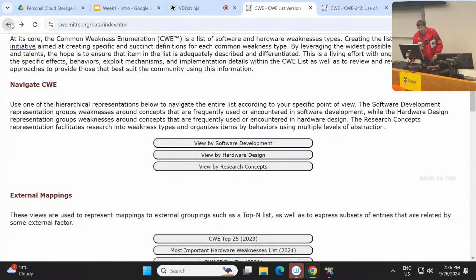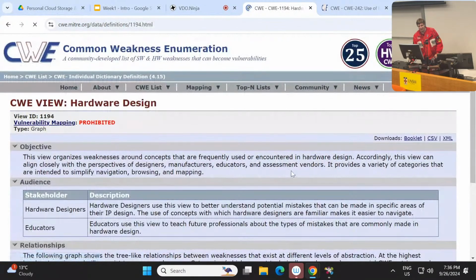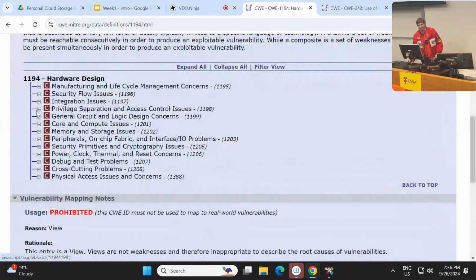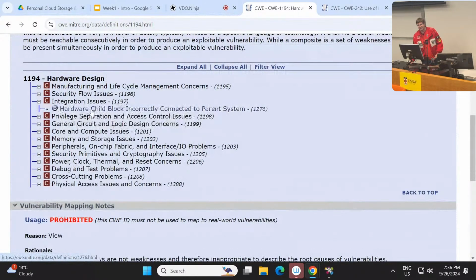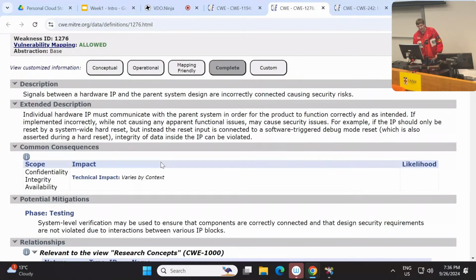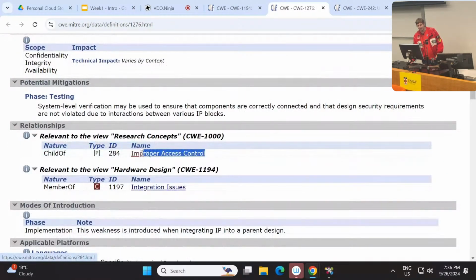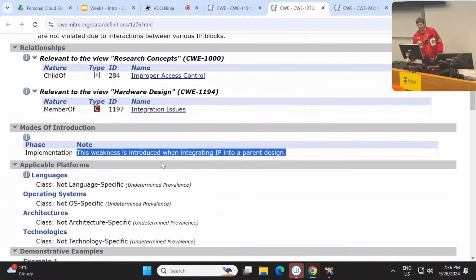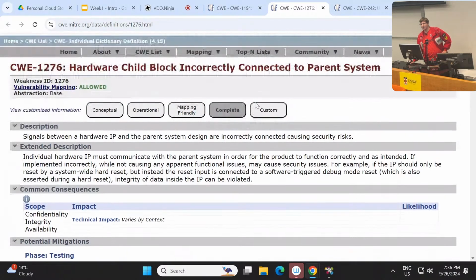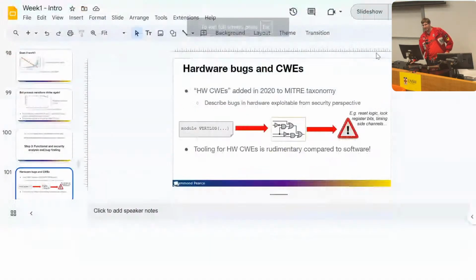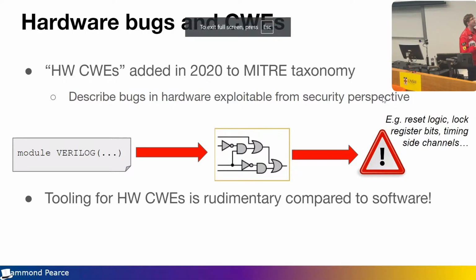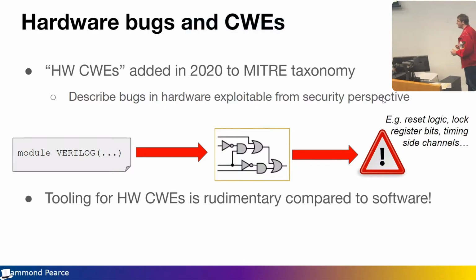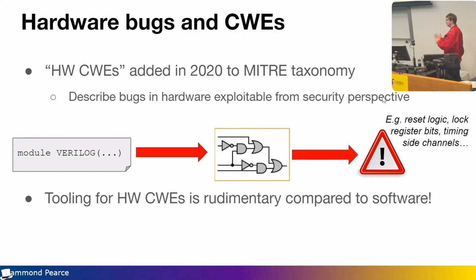However, we don't have to be bored in the software world because they added another button, which is hardware. So we can do exactly the same thing, and we can look at all of the different types of bugs in the hardware space, like integration issues. Hardware child block incorrectly connected. That sounds problematic. And then it says here it's related to improper access control. We talked about that earlier. This weakness is introduced when you screw up. That's not very specific. But yes, that's a thing that exists. So that's nice. So at least we are aware that there are possible bugs when it comes to hardware, and we can describe those bugs in a classification system.